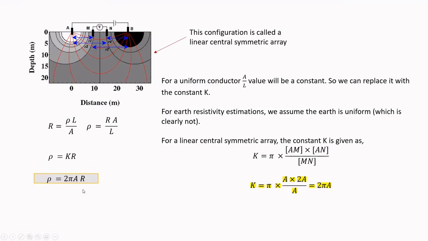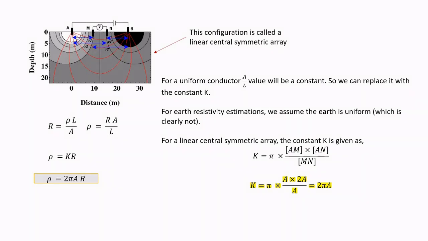So resistivity is 2 pi A into R. R is the value you take from the instrument. Usually this instrument will be a megger earth resistance tester. A is the distance between two electrodes, which you can decide. The other parts are constants, so you can easily calculate the resistivity of the soil. This is actually a rough estimation. You can't say this value will be the same for a large area. You are only calculating this for a small area.